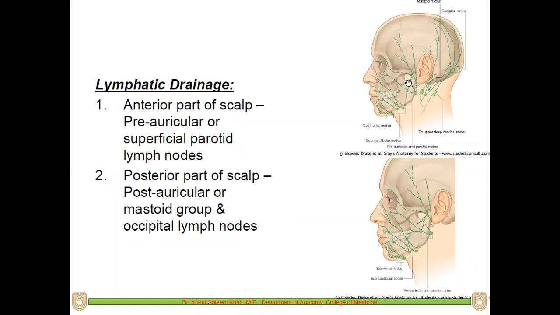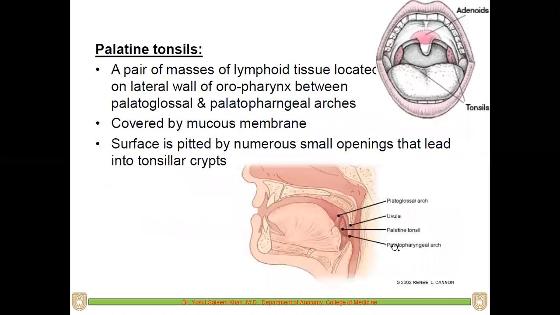The posterior part of the skull drains into the post-auricular, mastoid, and occipital groups of lymph nodes. Finally, they all drain, as I said, into the deep cervical lymph nodes. Okay, now coming to the tonsils, we had just seen them briefly.